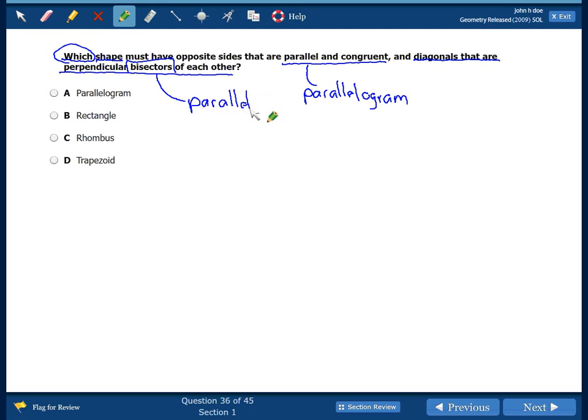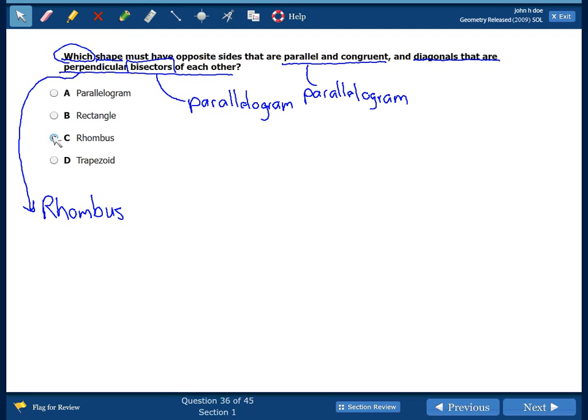We should remember that a parallelogram had 5 different features. The opposite sides were parallel and congruent. The diagonals were bisectors of one another. The opposite angles were congruent, and the consecutive angles were supplementary. But the ones that had perpendicular diagonals were rhombuses. So that's why the answer is C.